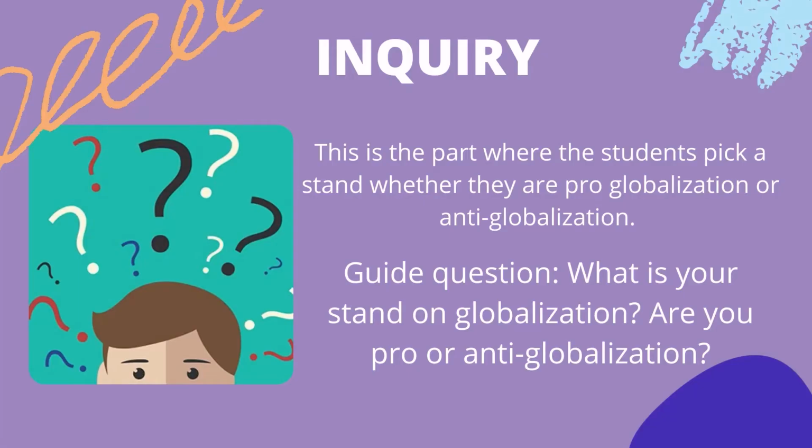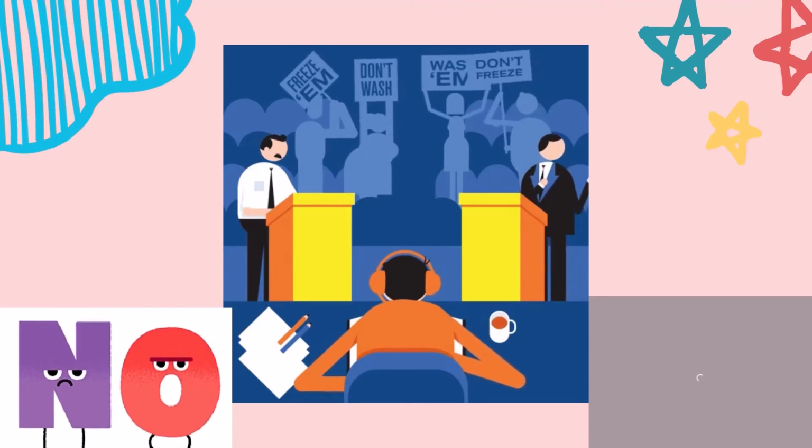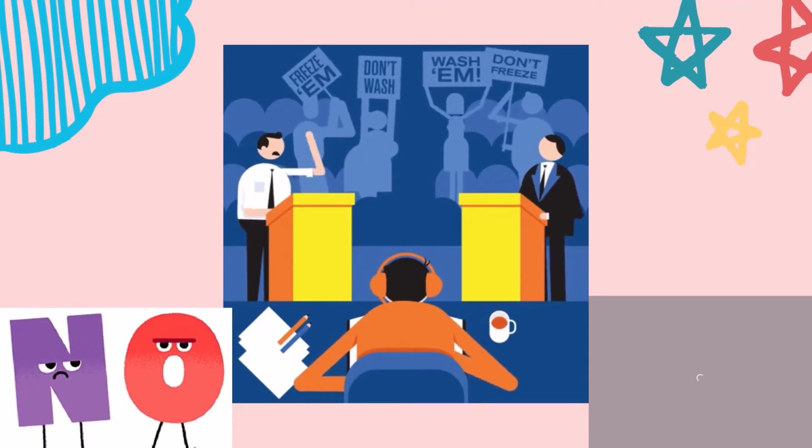The third step would be inquiry. This is the part where the students pick a stand on whether they are pro-globalization or anti-globalization. The guide questions for this step would be, what is your stand on globalization? Are you pro or anti-globalization? Since we are now in the new normal mode of learning wherein everything is online, the teacher will let the students use the raise hand function in Google Meet if they are pro-globalization. The teacher will then take note of those students who raised their hands and those who didn't. They will defend the side they picked.